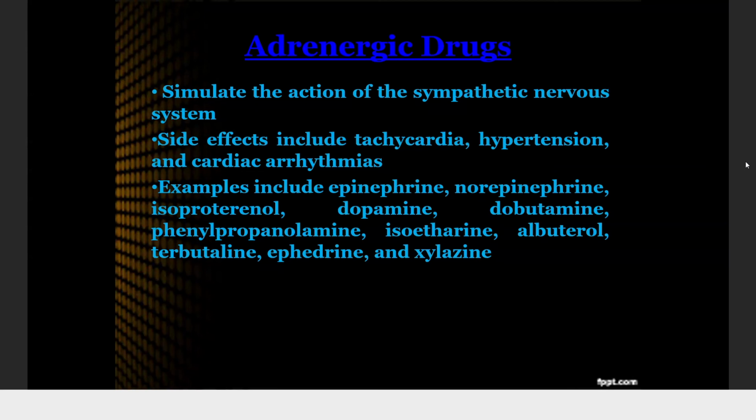In cases of shock, norepinephrine has been used to restore and maintain sufficient blood pressure and ensure adequate blood flow to vital organs.